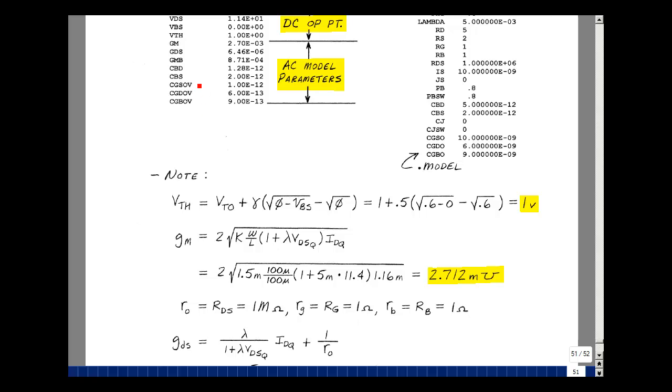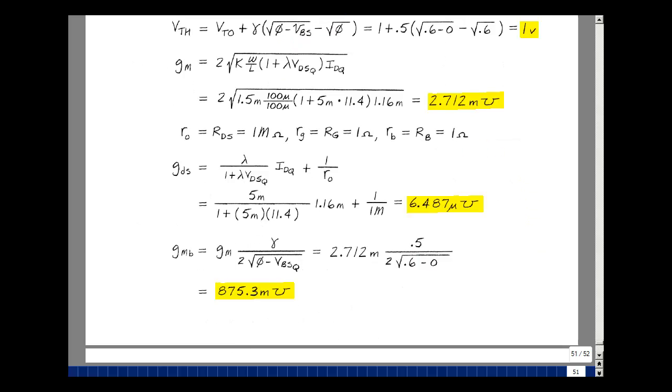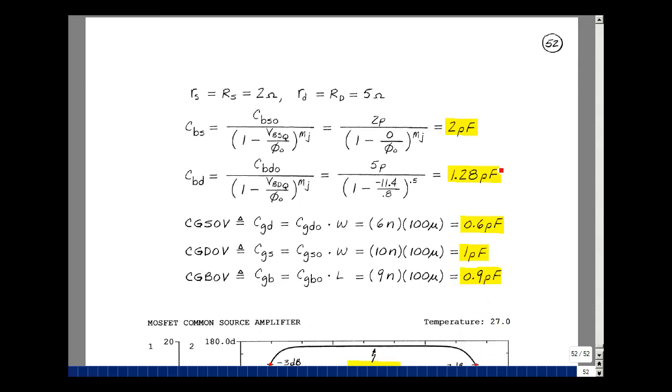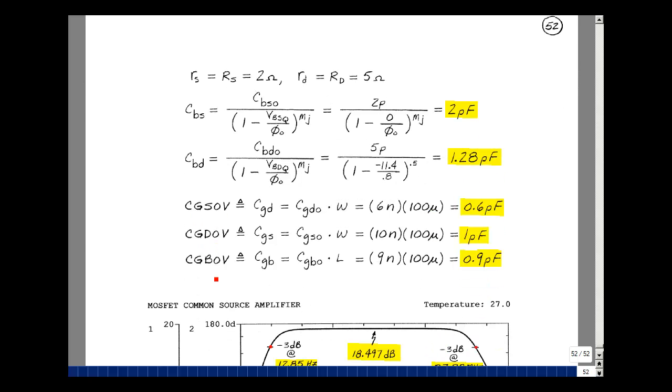Lastly, let's take a look at these capacitances, which are calculated based on the parameter we specified here and the width and length of our channel. The gate to source, gate to drain, and gate to bulk overlap capacitances are indicated in SPICE with an OV with that capacitance. That's just our capacitance between the gate and drain, gate and source, and gate and bulk. That's due to the scalar times either the width or the length. It's going to give us a pretty small capacitance because these are in nanofarads per meter. I get 0.6 picofarads, 1 picofarad, and 0.9 picofarads.